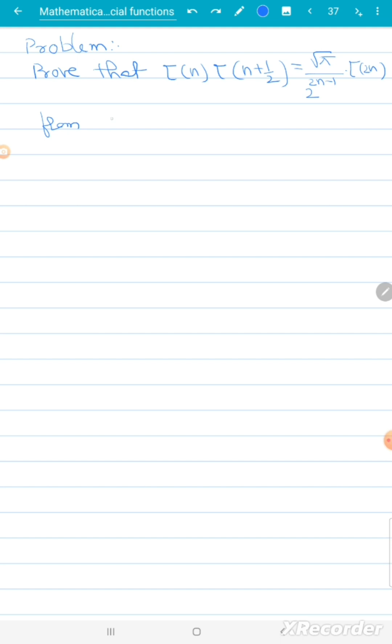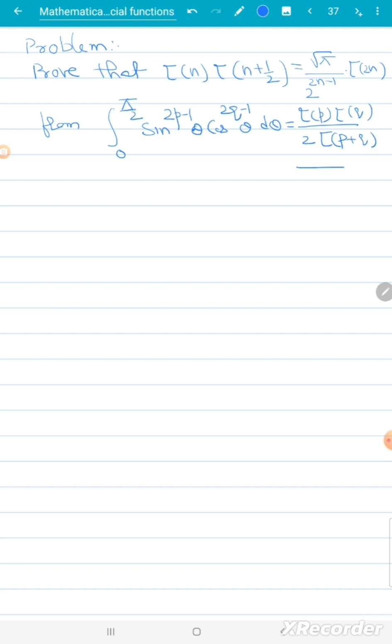The integration from 0 to pi by 2 of sine to the power of 2p minus 1 theta into cos to the power of 2q minus 1 theta d theta is equal to gamma of p into gamma of q by 2 into gamma of p plus q. Let it be result 1.